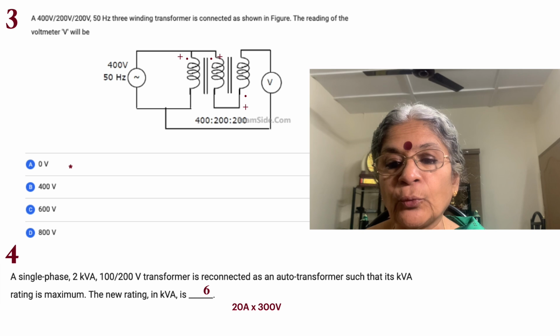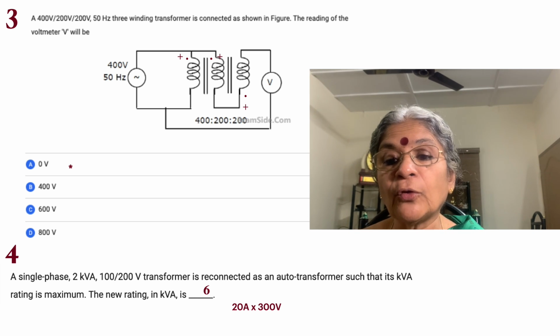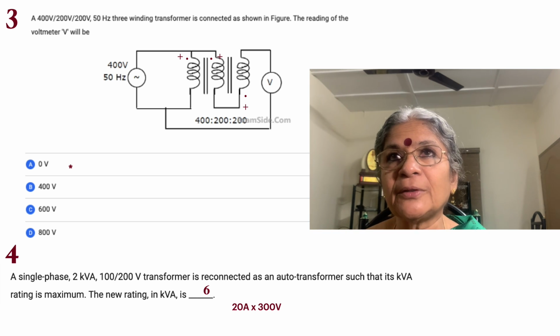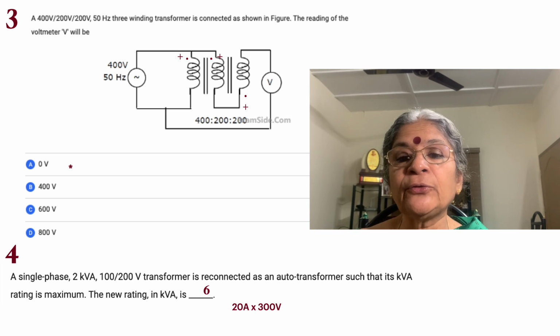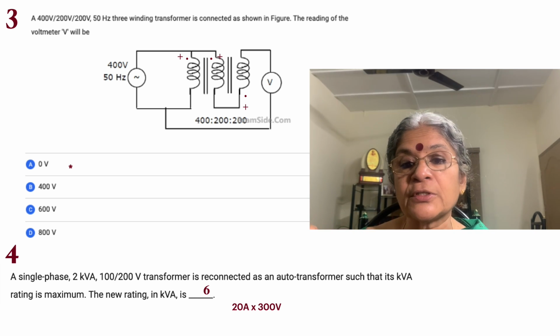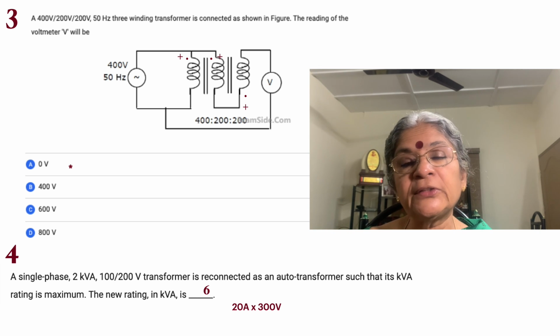So we have 200 volts here. Let's start picking up the voltage from the point of view of the voltmeter. Let's put a positive sign for all the dotted terminals, because that's how it happens. We have 400 volts across the first winding, which is connected directly to a source. So it induces a voltage in the second winding.